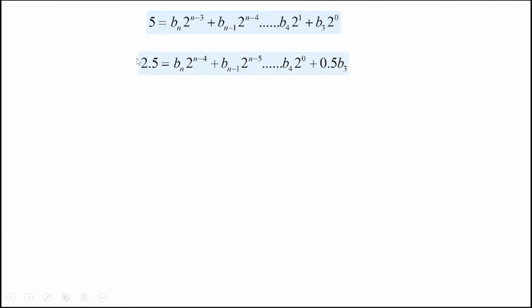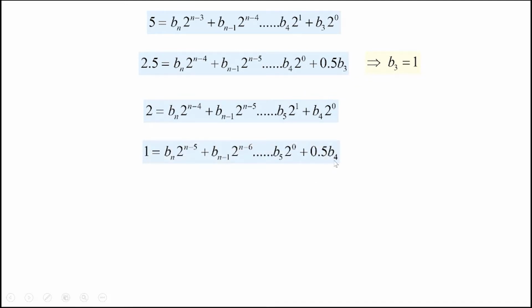All right, so 2.5, B3 is 1, 2, 1 here. B4 is 0. And we compare the two, then B5 has to be 1. So till the left hand side becomes 1, then the whole procedure ends, and we see that we need a total number of 6 bits, B0 to B5 here. And so this is the number here, 101101. So this binary number is equivalent to 45 to the base 10.